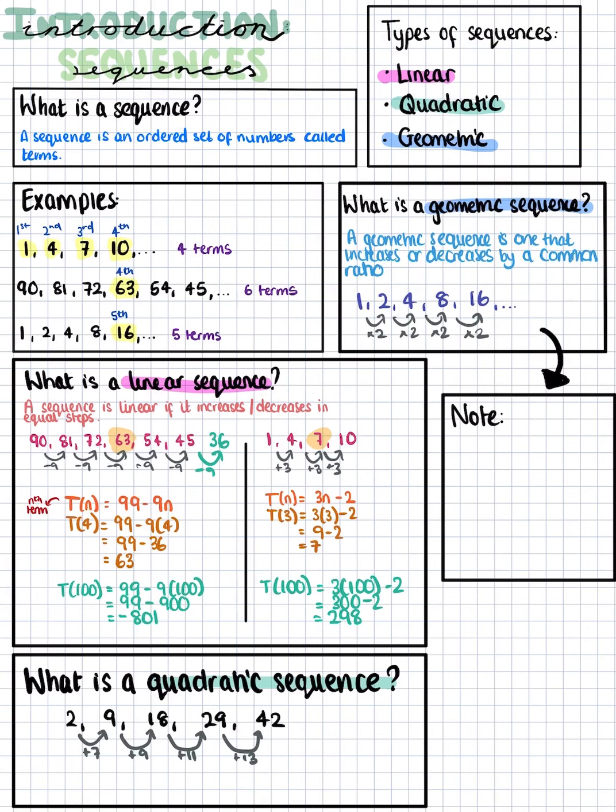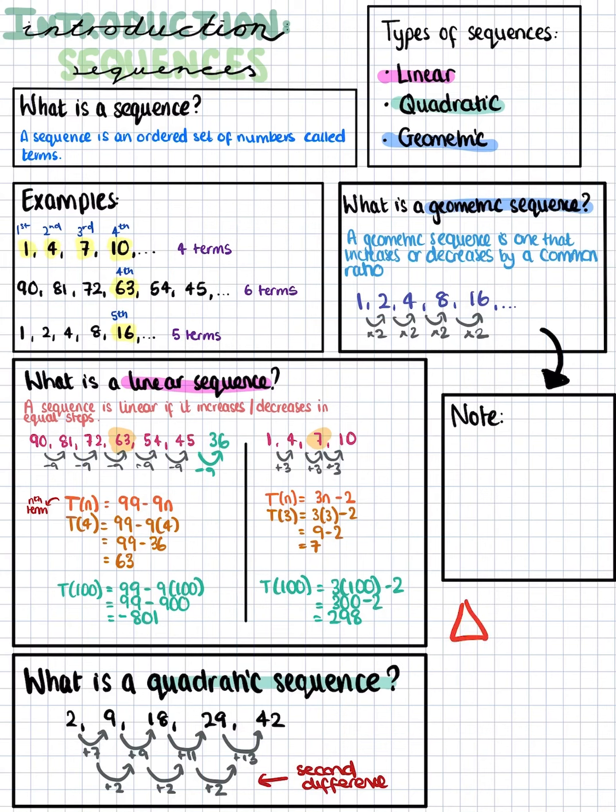So if we look between the 7 and the 9, we're adding 2. And then we're still adding 2 between the 9 and the 11. And then from 11 to 13, we are also adding 2. So to find if a sequence is quadratic, you have to look at its second difference. This will be explained in more detail in a different video.